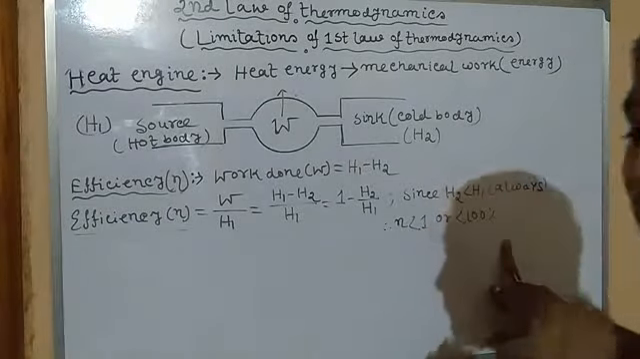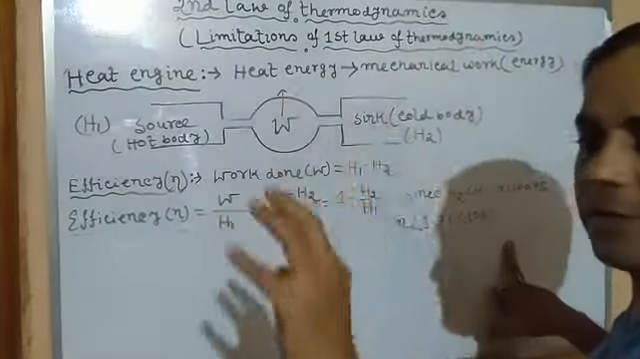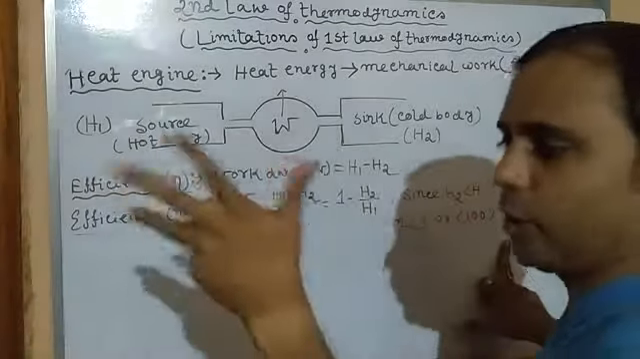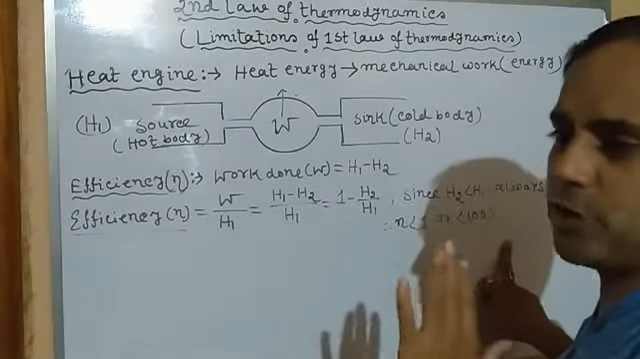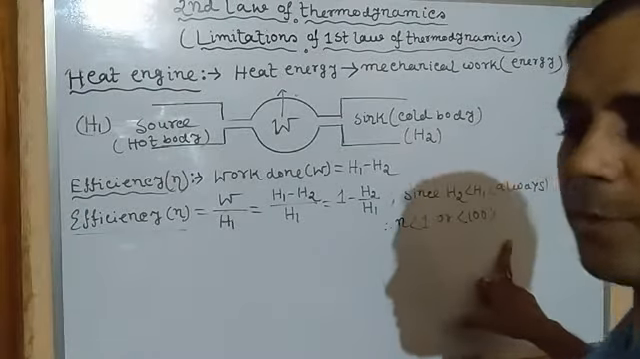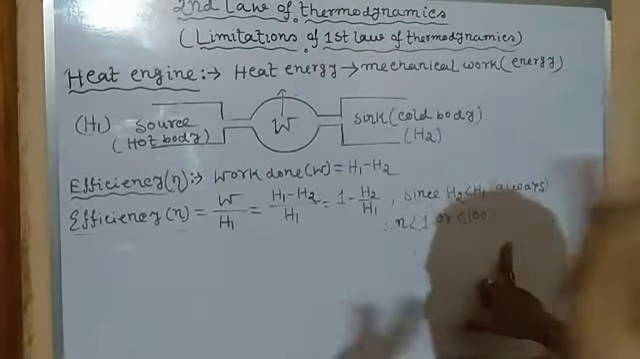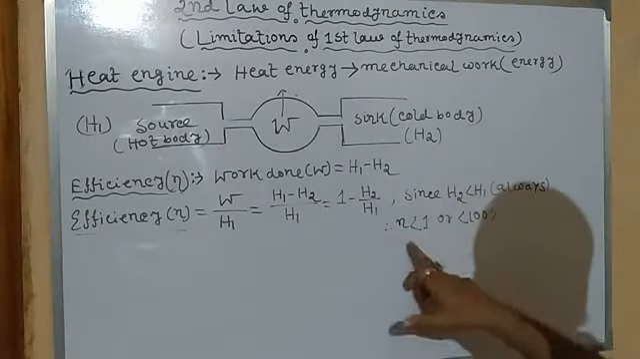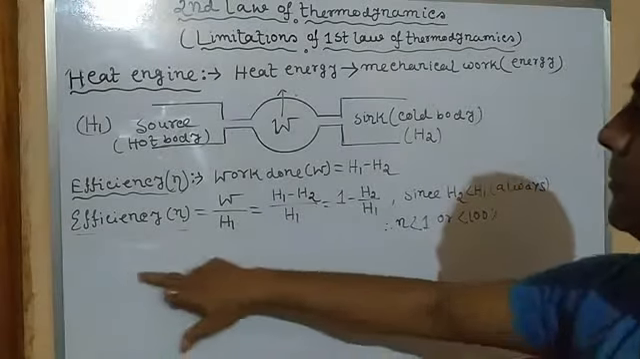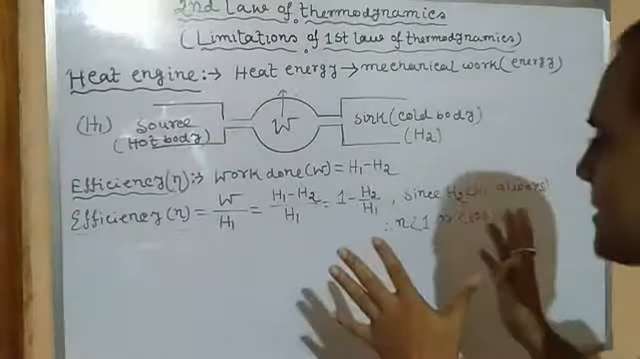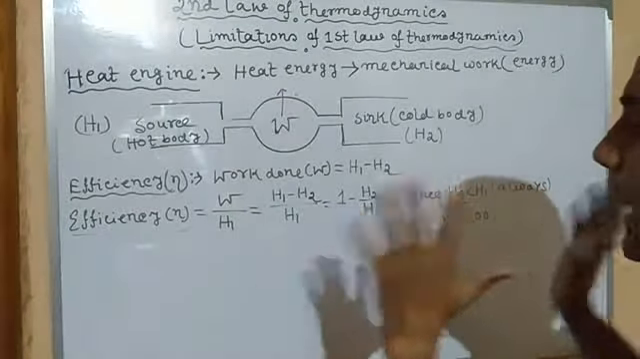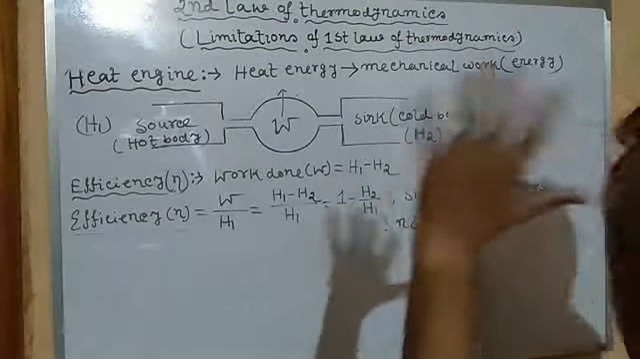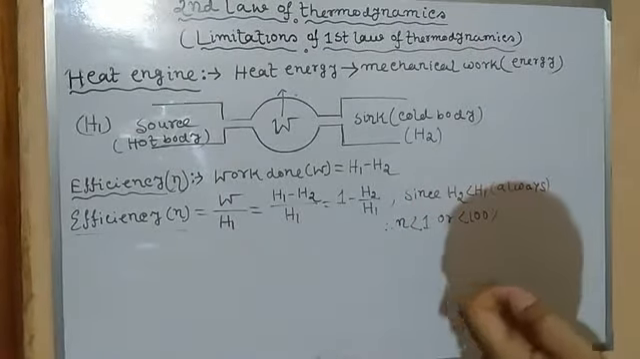Okay. So now try to remember the Kelvin-Planck statement, the first limitation of the first law of thermodynamics, or the first statement of the second law of thermodynamics. That is, it is impossible for any self-acting machine to transfer all the heat entirely into work. Because of this, since H2 is always less than H1, efficiency is always less than 1. Isn't it? That's why it is consistent with the Kelvin-Planck statement, the first statement of the second law of thermodynamics.